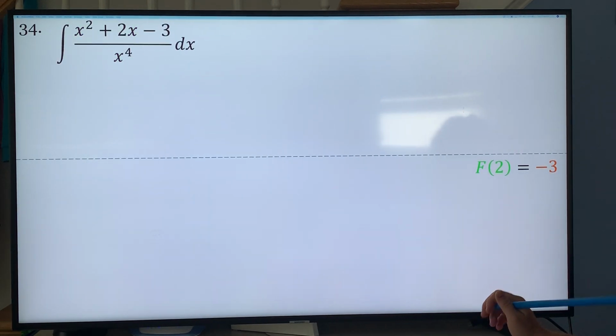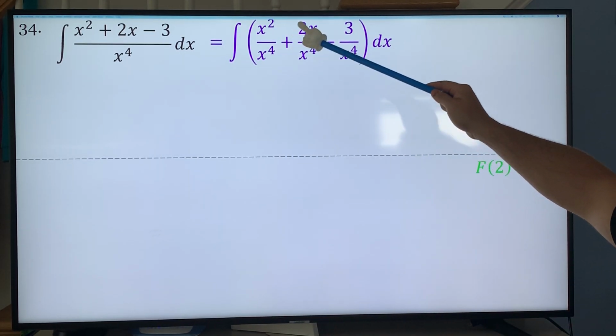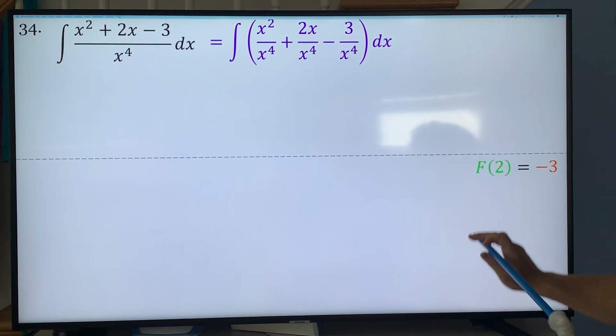Whatever you want, both same answer. 34. Almost there. Good. Divide everything by x to the 4th. 2 minus 4 is negative 2. 1 minus 4 is negative 3. Negative 4.